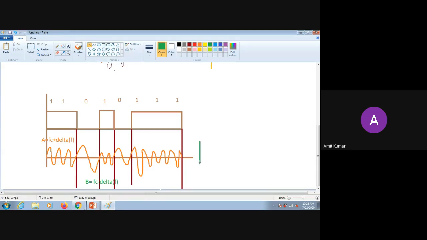So for 1, you will get a higher frequency. So you will get this frequency. For 0, you will get a lower frequency. So you will receive this kind of signal.